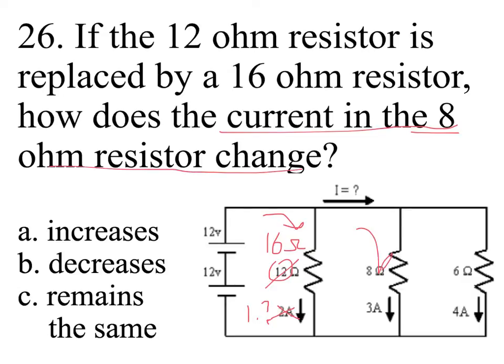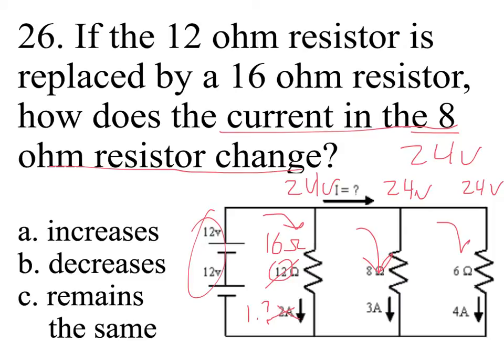Well, this 8 ohm resistor is independent. If we add up these voltages, we get 24 volts. And that means this branch has 24 volts, this branch has 24 volts, and this branch has 24 volts. So they all have the same voltage applied. We can do a current calculation, 24 volts divided by 8 ohms, and we get 3 amps. This is unchanged. It's not affected at all by anything in any of the other branches.